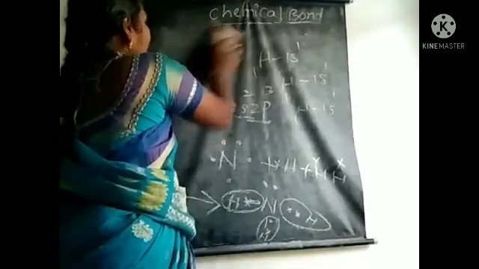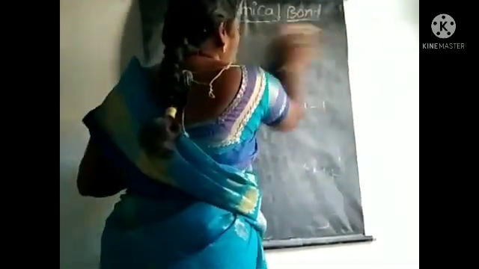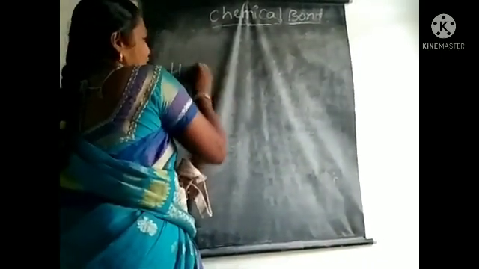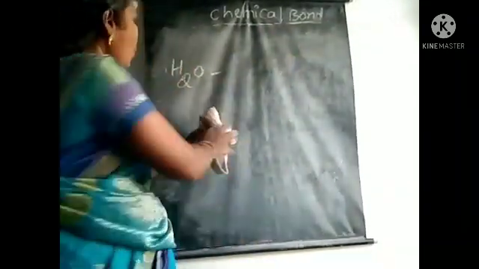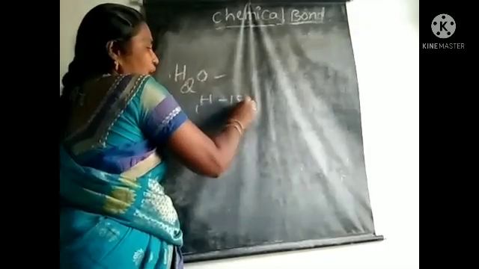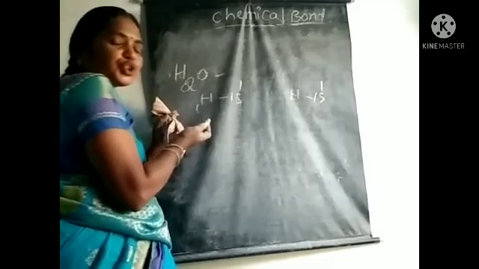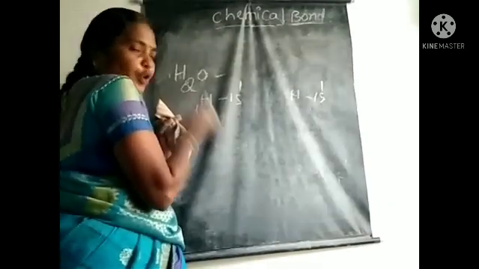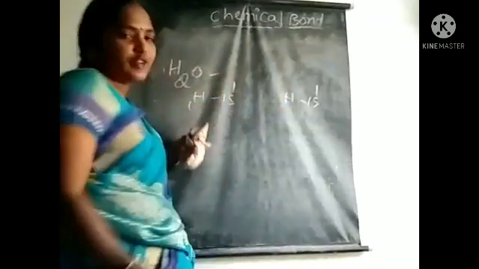Let us observe another and last example, that is the water molecule, H2O. This is most necessary for the living of we human beings. Two hydrogens and one oxygen are there. Hydrogen consists of one electron, 1s1. Another hydrogen is also 1s1. It wants to gain one electron to attain the nearest helium electronic configuration.